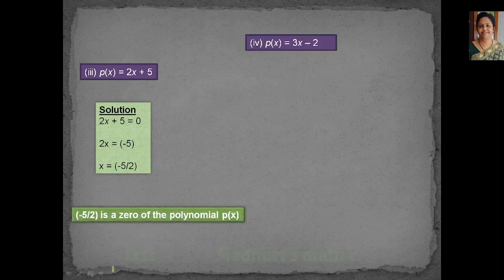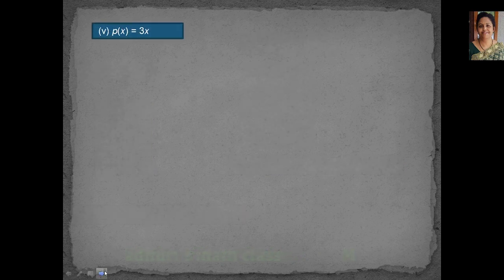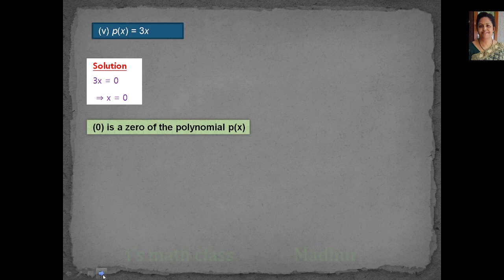Now next one, Px is 3x minus 2. So when Px is equal to 0, 3x minus 2 is equal to 0. What is 3x? Minus 2 will go to that side, it will become 2. 3x is equal to 2. x is 2 divided by 3. So 2 by 3 is 0 of the polynomial Px. Now Px is 3x. When 3x is equal to 0 implies x is equal to 0. That means 0 is the 0 of Px.